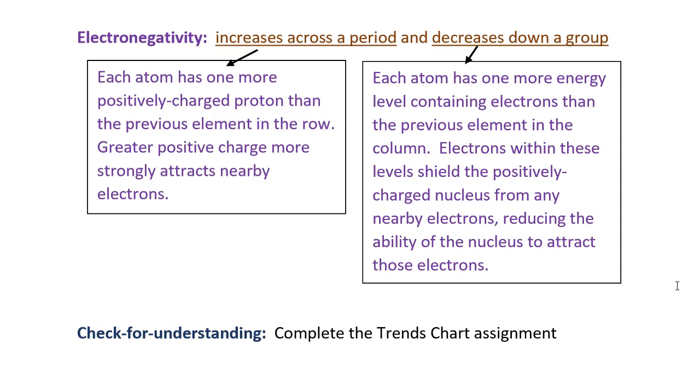This concludes the video about trends in properties of elements on the periodic table. We examined trends in the size of atoms and size of ions, trends in first ionization energy, and trends in electronegativity.